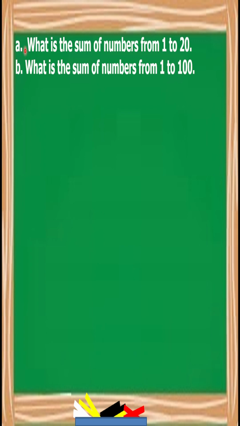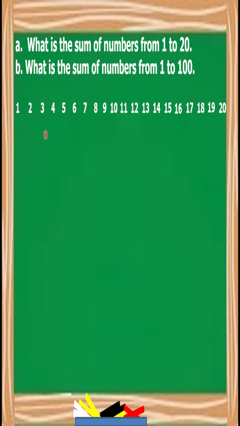Now, let's try to solve yung letter A. It is asking for the sum of numbers from 1 to 20. So let me just write it here. Okay? I have here the numbers from 1 to 20 but I'm not going to add this individually. But I'm going to observe the middle numbers here, which is 10 and 11. Take note that the half of 20 is 10. So, if I'm going to add 10 and 11, that will give me 21.